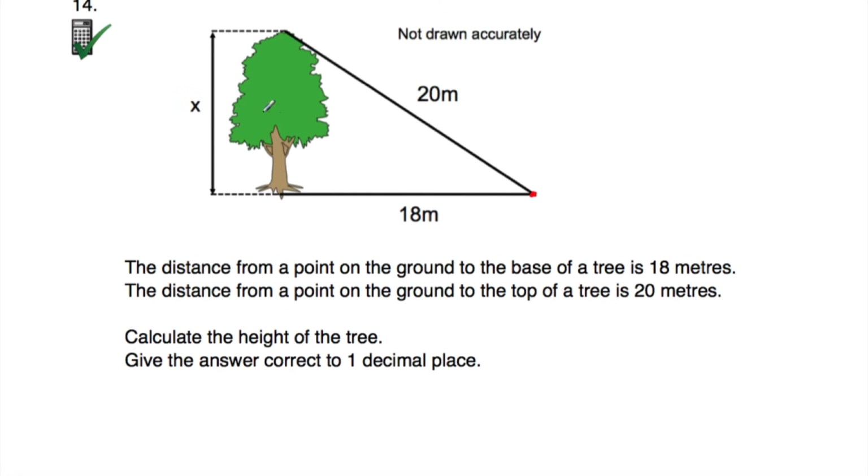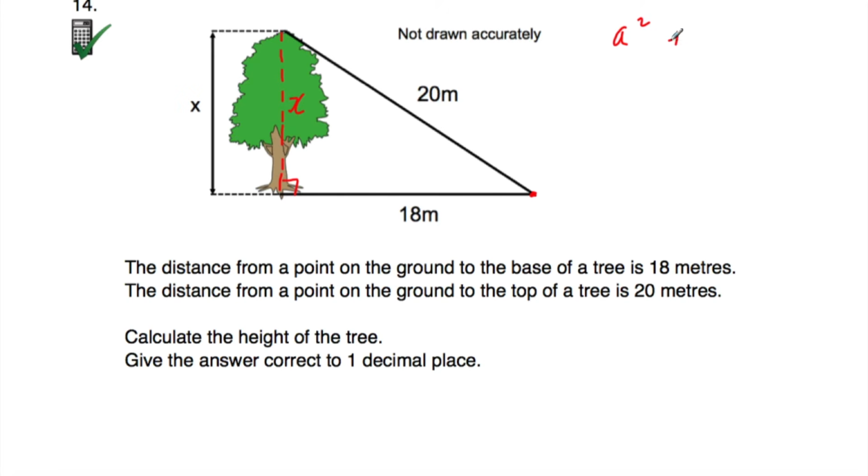And the question says, calculate the height of the tree. So we want to calculate the height of this tree. We've got a right angle triangle. There's the height of the tree, from the base of the tree up to the highest point. That's a right angle triangle. We know that distance is 18 meters. We know the distance from the top of the tree to the ground there is 20 meters, and we want to find here the height of the tree, x. So that's a right angle triangle, so we can use Pythagoras' theorem.